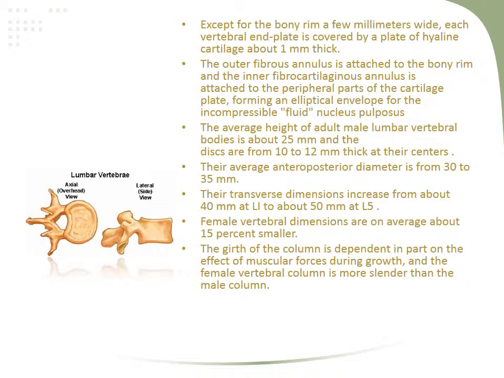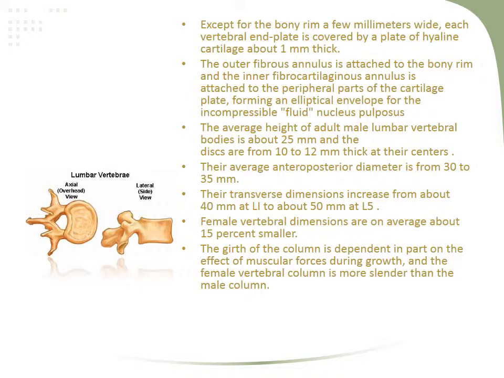The average height of adult male lumbar vertebral bodies is about 25 mm and the discs are from 10 to 12 mm thick at their centers. Their average antero-posterior diameter is from 30 to 35 mm. Their transverse dimensions increase from about 40 mm at L1 to about 50 mm at L5. Female vertebral dimensions are on average about 15% smaller.